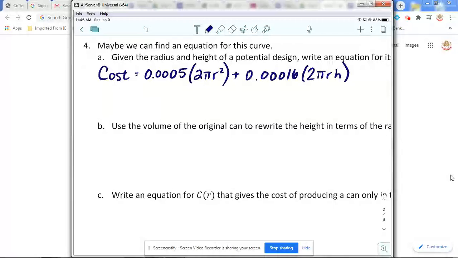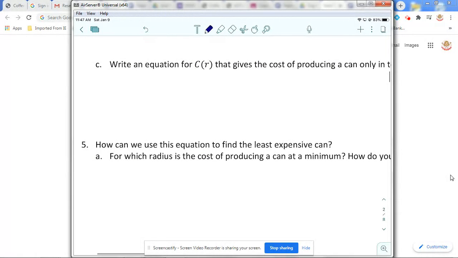Now, the only thing that's wrong with this equation is that we have 2 variables and we only want one, and we want that variable to be r, because that was what the independent variable was in our graph. So I think you guys probably already figured out to find h, you would take the volume and divide it by pi r squared. And since our volume on this can is always about 365, that's what we could use to represent h. And then we'll go back and plug that into our equation on A. And we're going to call that C of R because R is going to be our only variable.